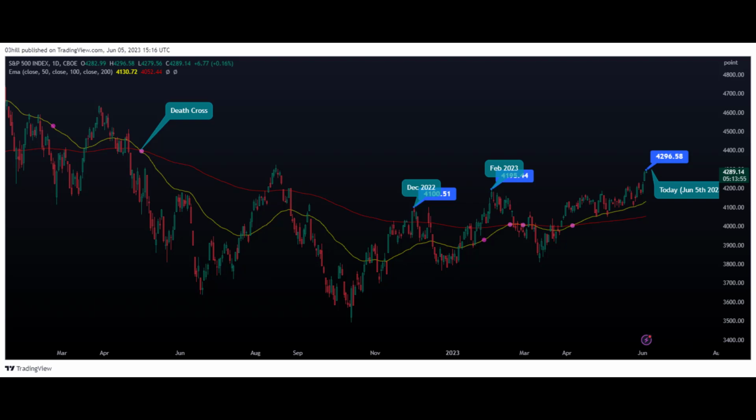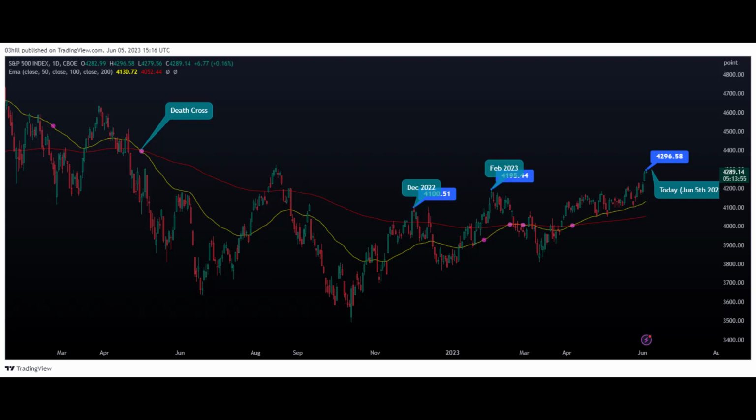A death cross is a bearish signal that happens when a shorter-term moving average, typically the 50-day moving average, crosses below a longer-term moving average, such as the 200-day moving average. This event suggests a potential shift in trend from bullish to bearish. Following the death cross, the price of the S&P 500 index declined and reached a low of 3,491. This decline indicated a bearish sentiment prevailing in the market.